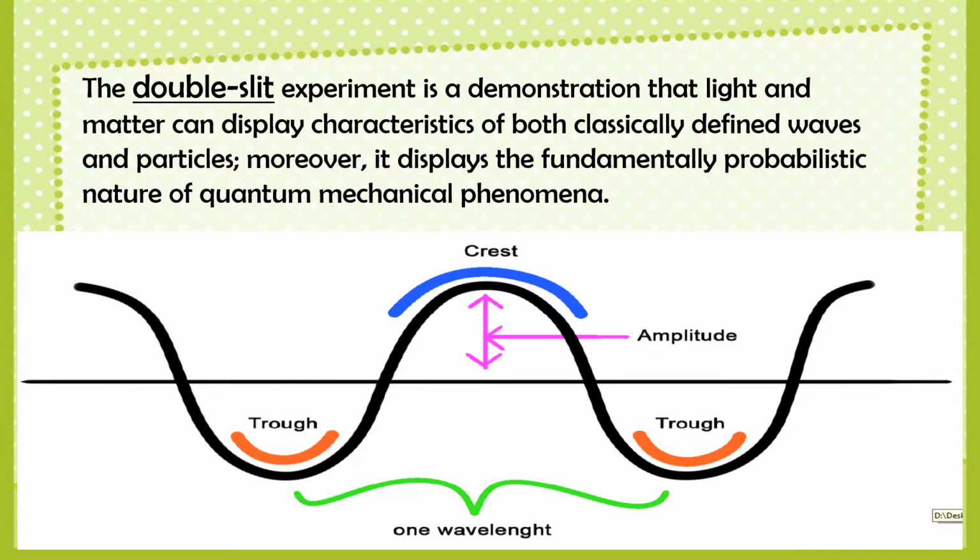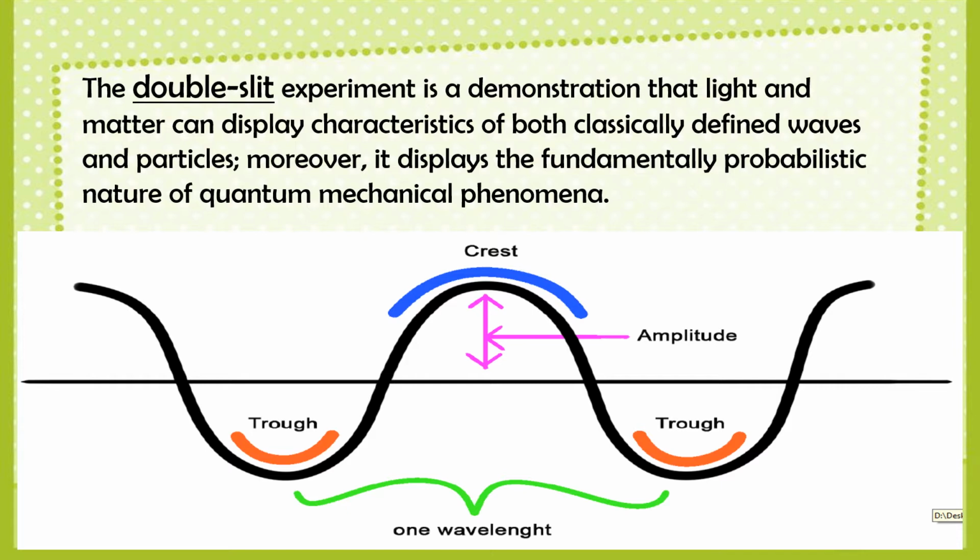So this is the diagram for the double slit experiment. The double slit experiment is a demonstration that light and matter can display characteristics of both classically defined waves and particles. Moreover, it displays the fundamentally probabilistic nature of quantum mechanical phenomena.